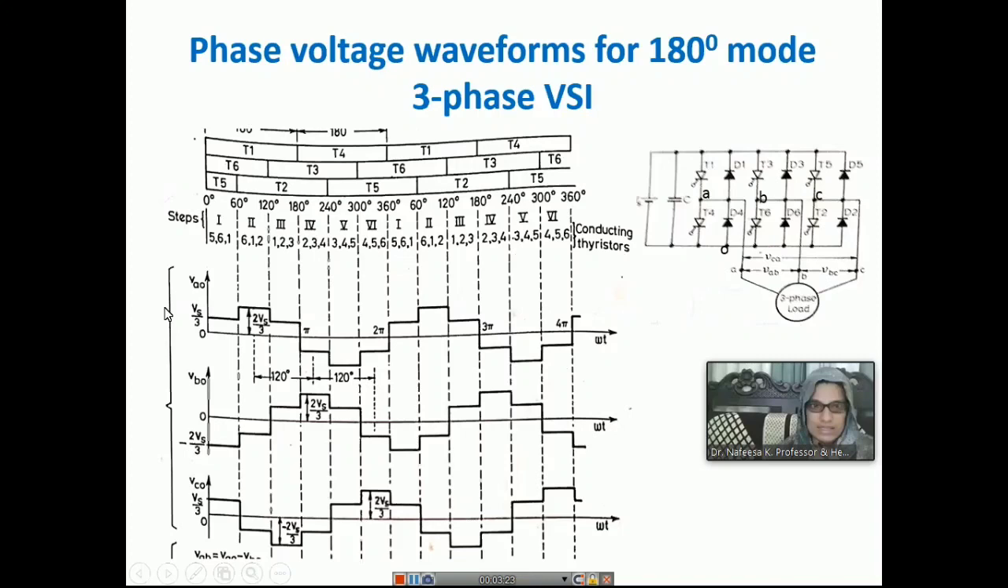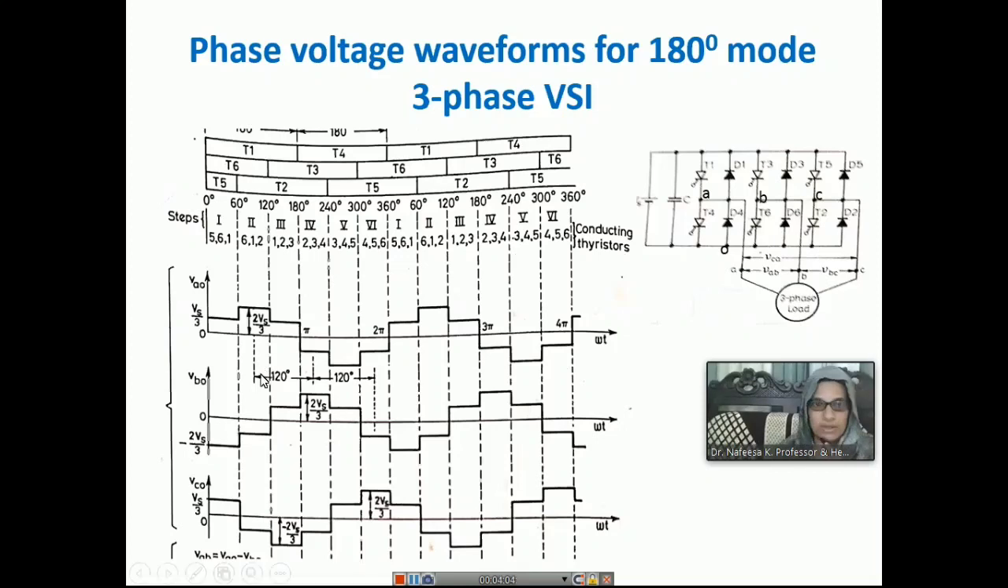Here we can see that the output voltage varies from Vs by 3, then increases to 2Vs by 3, then Vs by 3, then minus Vs by 3, minus 2Vs by 3, minus Vs by 3, and so on. This completes one cycle of operation, that is, in 360 degrees we get one cycle, and this process repeats. The values Vs by 3, 2Vs by 3, etc. you have already studied in the power electronics class with equivalent circuits, so I am not going into the details of that.